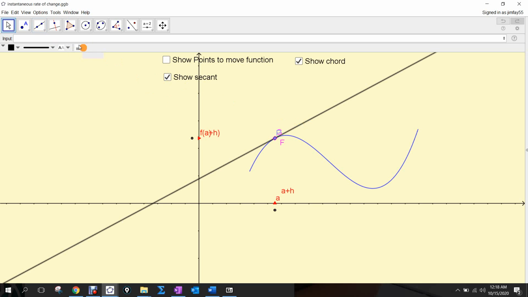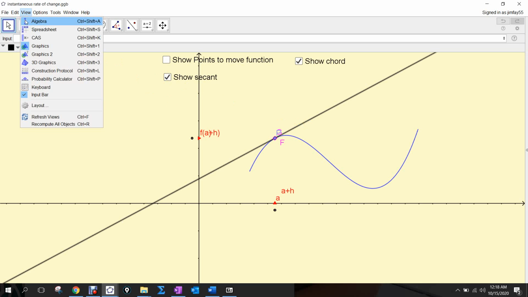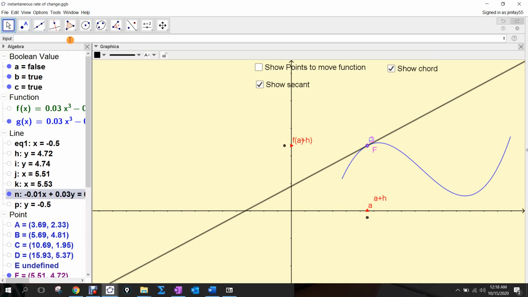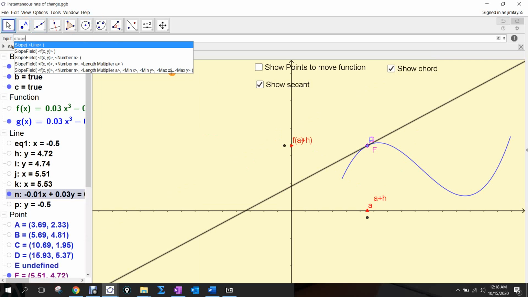I don't think the ability to actually ask GeoGebra, if I type in slope, to just ask for the slope of a line. Sorry. I think if there's a way I can show you that this is the slope here.